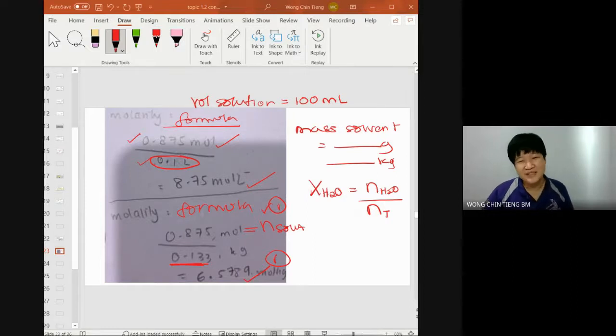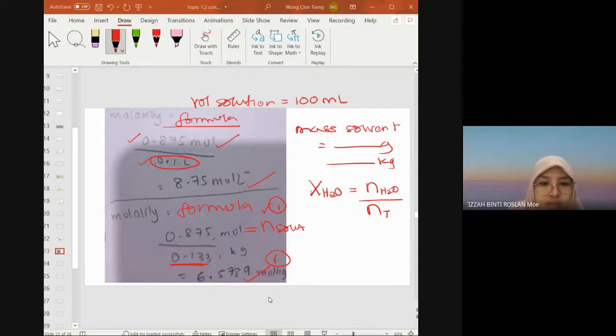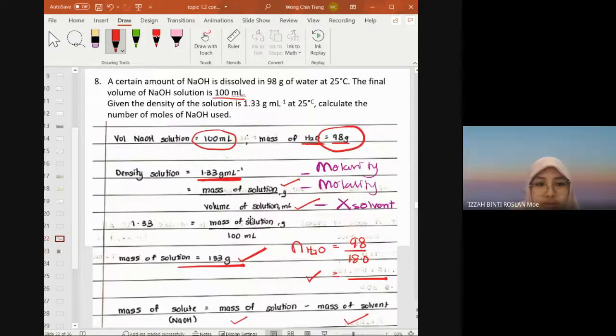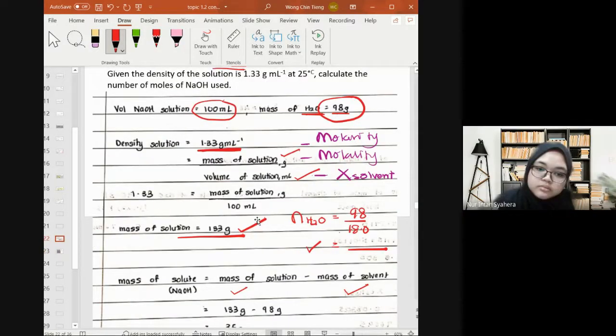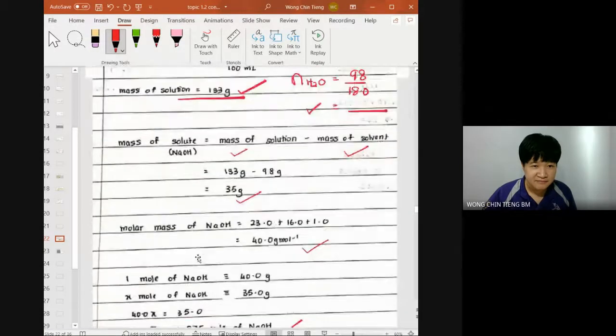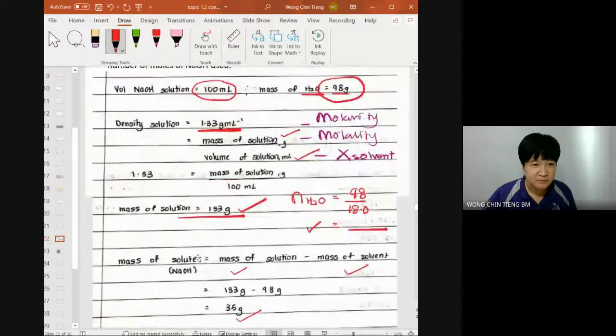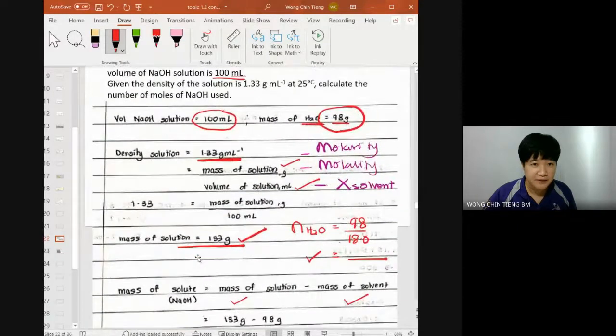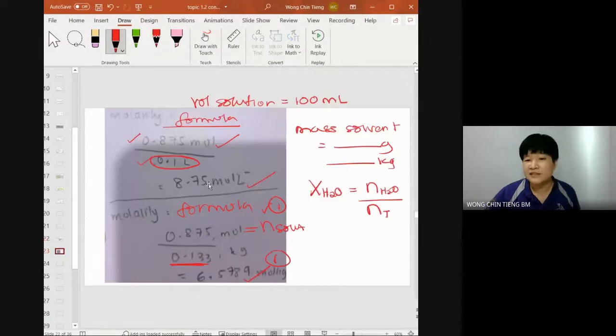Okay. That's all, and that is about concentration. The 0.133, isn't that the solution? Mass of solution. Mass of solvent 98. Yes. Thank you Izzah, because I did not check.